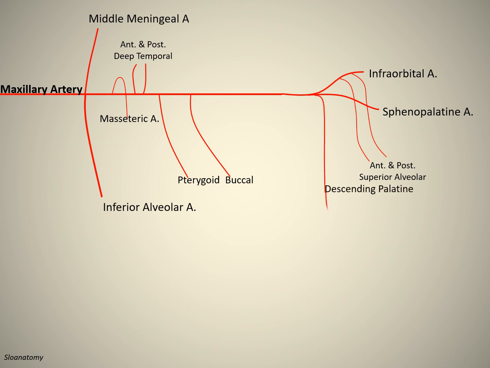Diving inferiorly, we have the descending palatine artery, which will give off a greater palatine and lesser palatine artery. And then we have the artery of the pterygoid canal, which will branch medially.